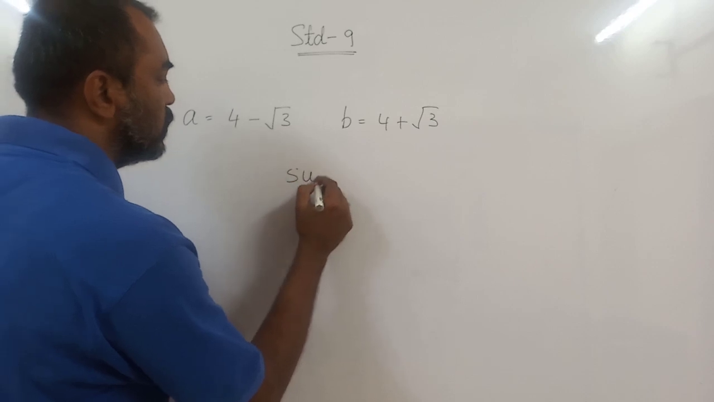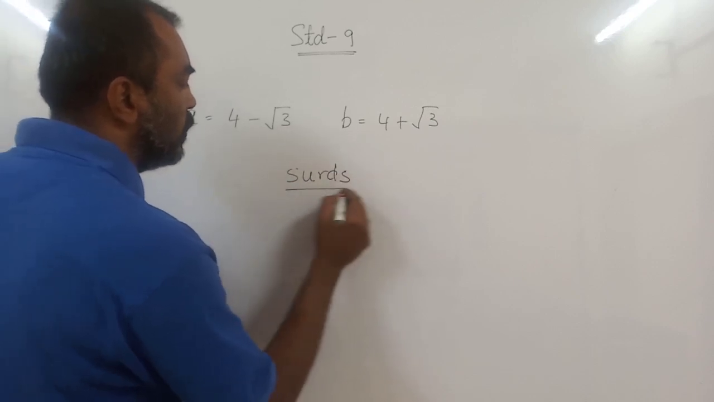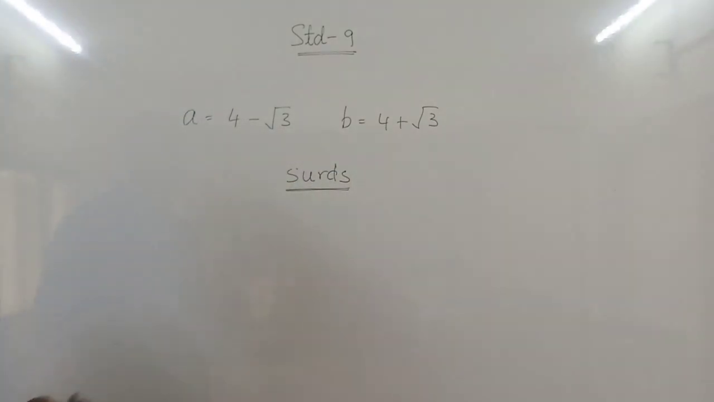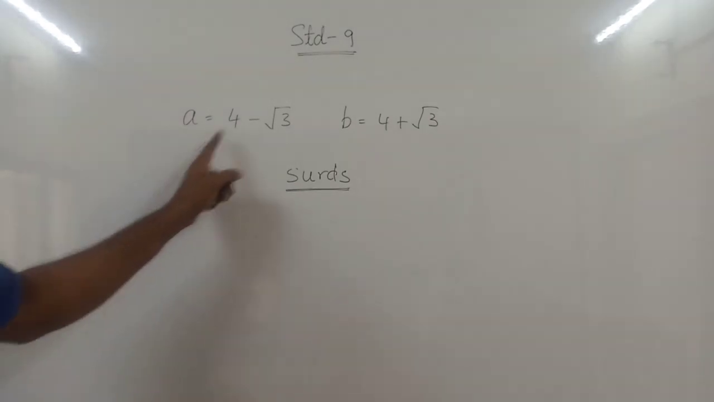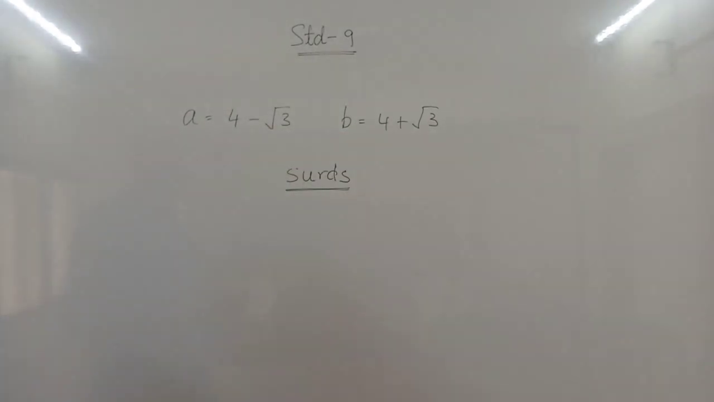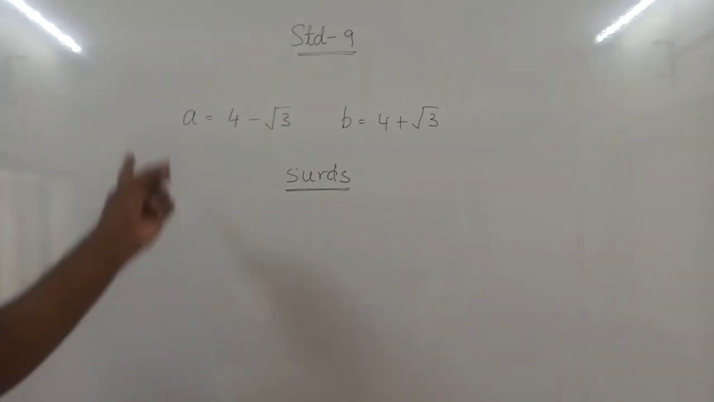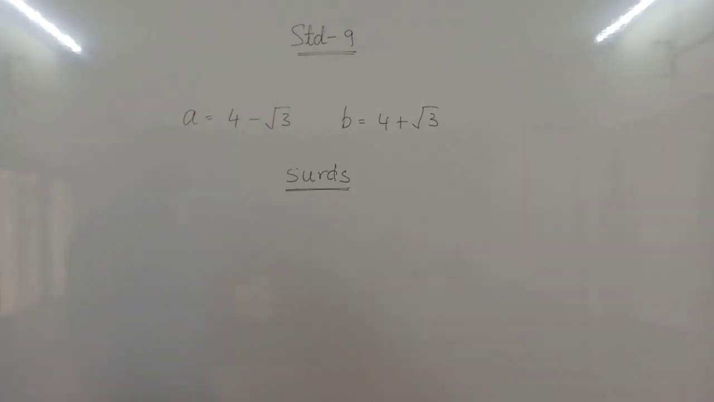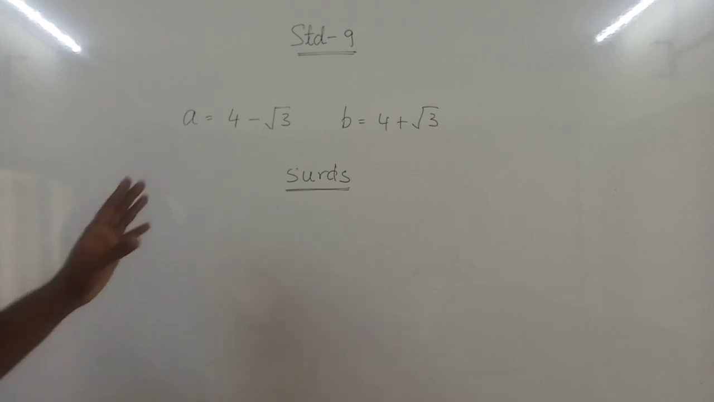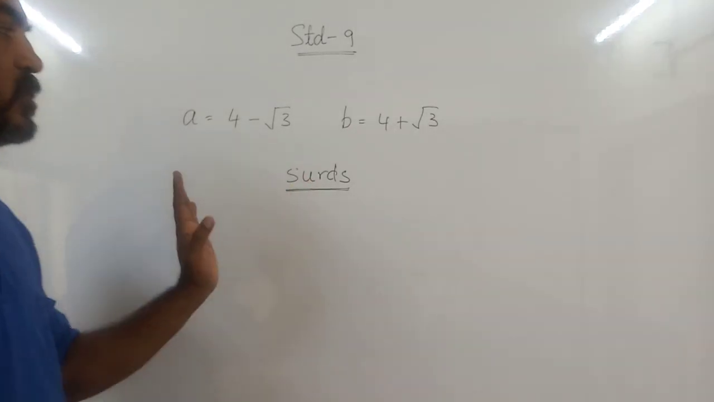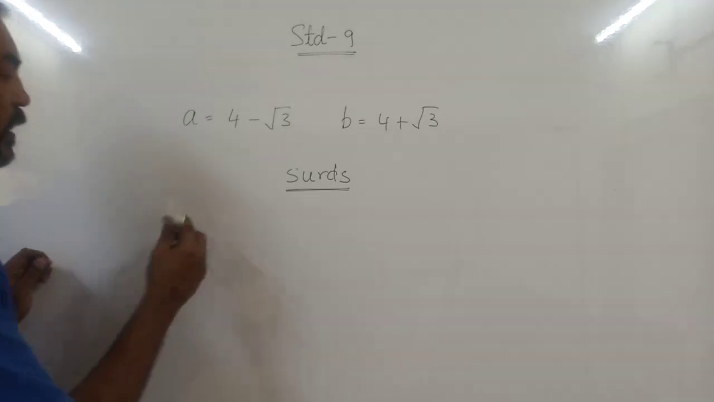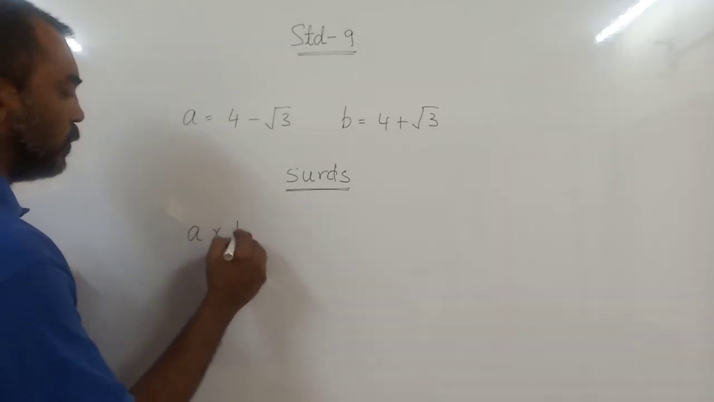They are called surds or they are also called rationalizing numbers. They rationalize. Both of them are irrational numbers, but they can rationalize each other. Okay? And in rationalizing we only use multiplication. We don't use addition. So let me multiply a into b.